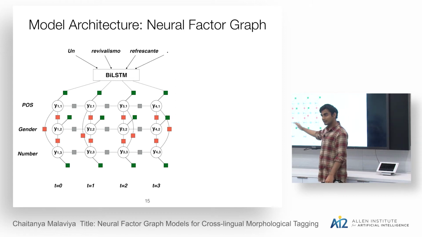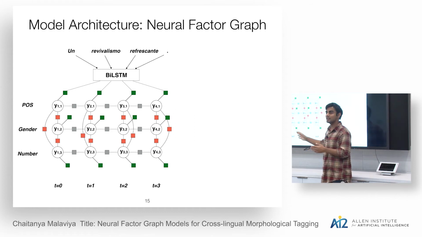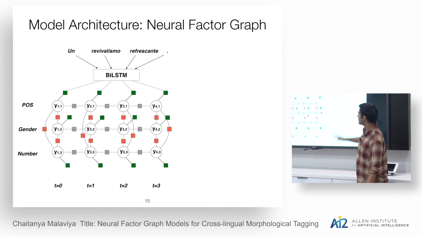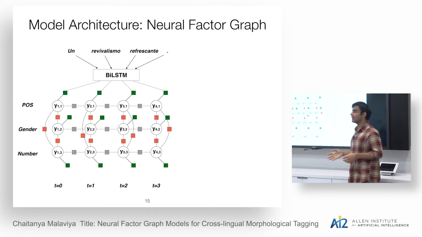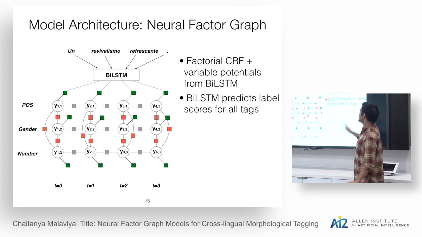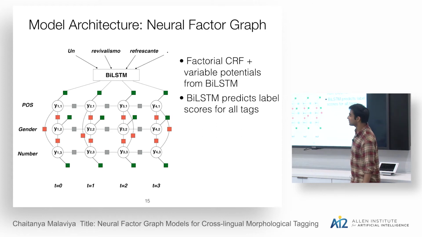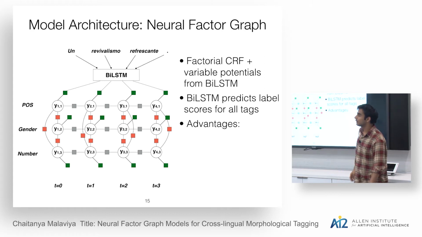But now we're predicting over tags, and we're modeling pairwise dependencies over tags, and also transition dependencies between tags. So this was why we proposed this model, and it seemed like an intuitive solution. The bi-LSTM predicts label scores for all tags. These don't necessarily need to be probability distributions. There are several advantages of this model.